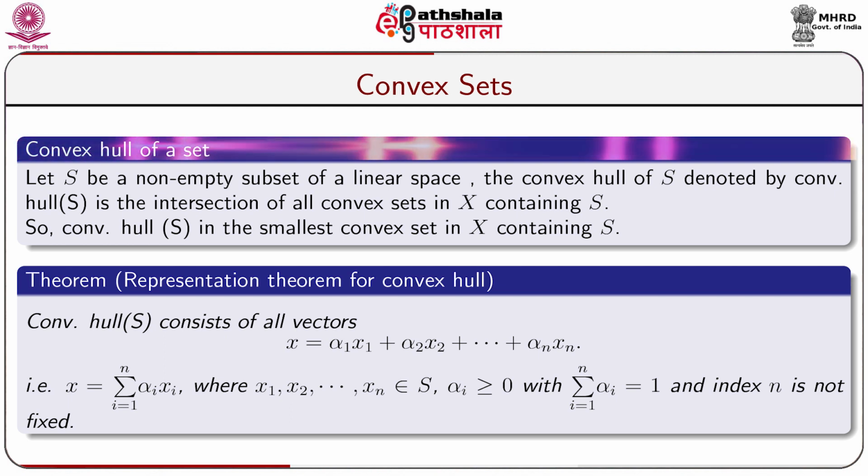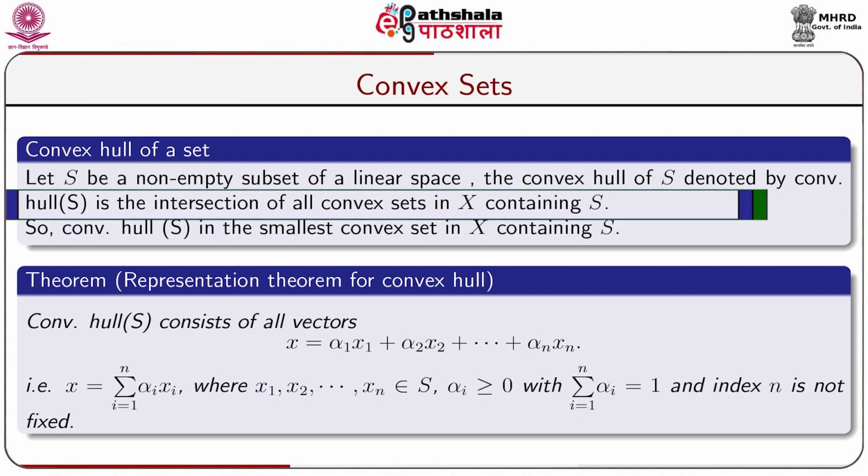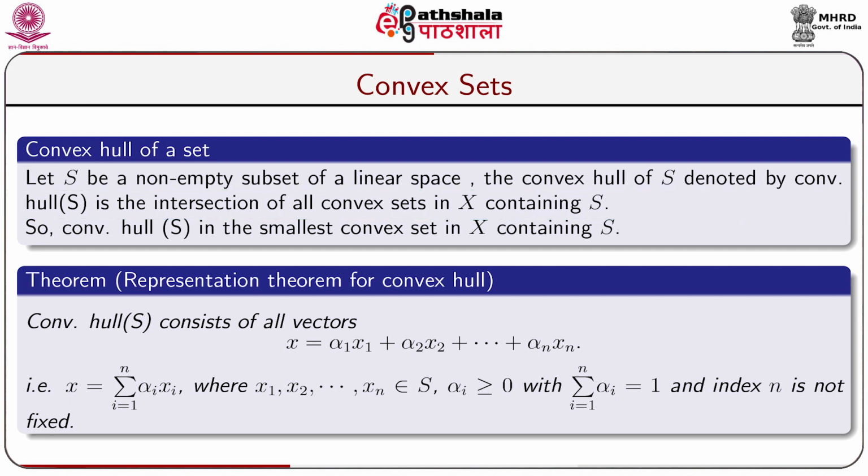Let us take a definition of a convex hull of a set. Let capital S be a non-empty subset of a linear space capital X. Then the convex hull of capital S, denoted by conv hull of S, is the intersection of all convex sets in capital X containing S. So, convex hull of S is the smallest convex set in capital X containing S. We know that an arbitrary intersection of convex sets is again a convex set, and convex hull of S is the smallest convex set in X containing S.